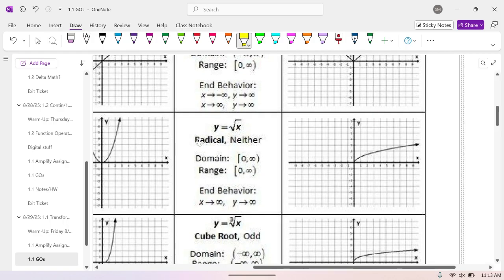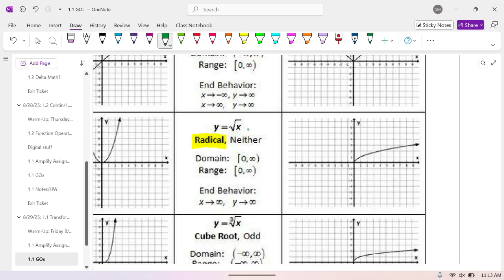Radical function, specifically a square root. So this is a radical, dash, square root. If I asked you what this was, I would just say it's a square root function. Because, as you see the one below it, there's another one that's technically considered a radical function, but it's a cube root. So if you just see the square root symbol, it's a square root. But this is its parent form: y is equal to the square root of x.